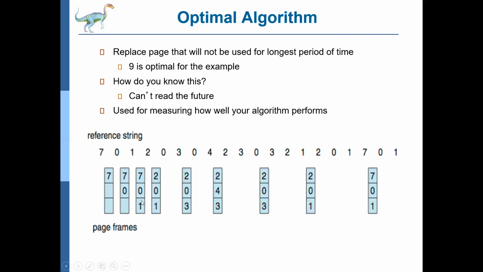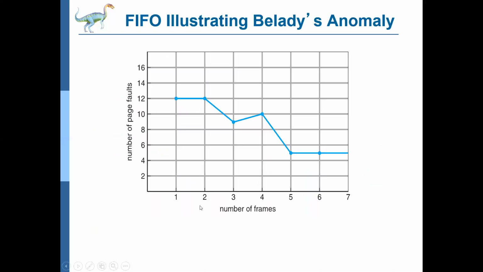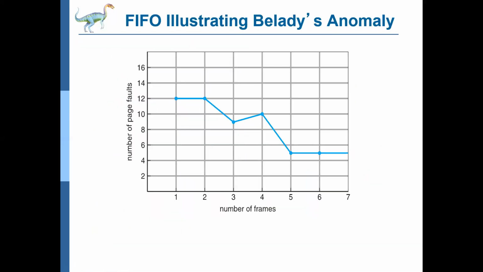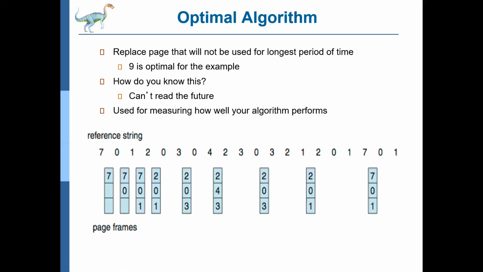So how many page faults over here? We have 4, 5, 6, 7, 8 and 9. So we have 9 over here in the same example. In the previous example, FIFO was giving 15 page faults. The optimal algorithm gives the best result. However, looking to the future or knowing the next page is quite difficult. It's not possible always.